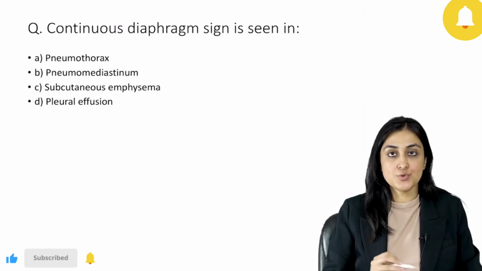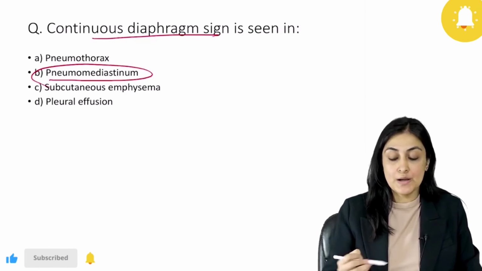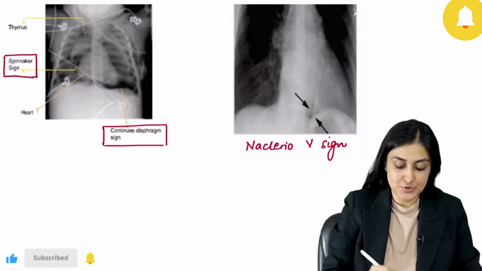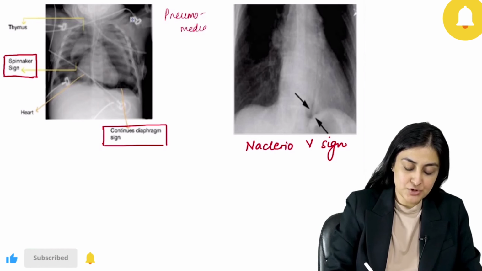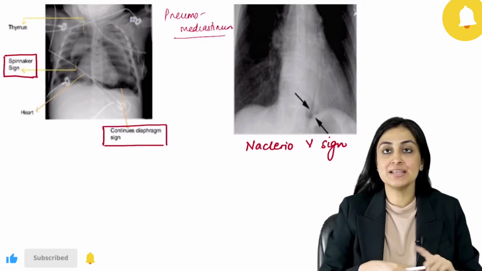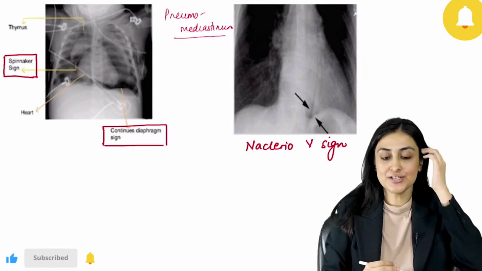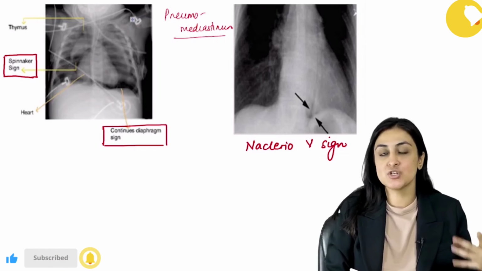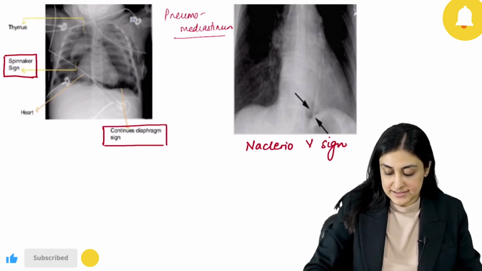Now, when we talk about a few signs, continuous diaphragm sign, remember, is a sign of pneumomediastinum. So, continuous diaphragm sign seen with pneumomediastinum. So, now let's talk about all the signs of pneumomediastinum. Most of the time, pneumomediastinum can occur because of airway injury in cases of trauma, or it can also be seen with esophageal injury. Alright, so in cases of esophageal rupture, which could be Boerhaave syndrome or secondary to endoscopy, we can have pneumomediastinum.